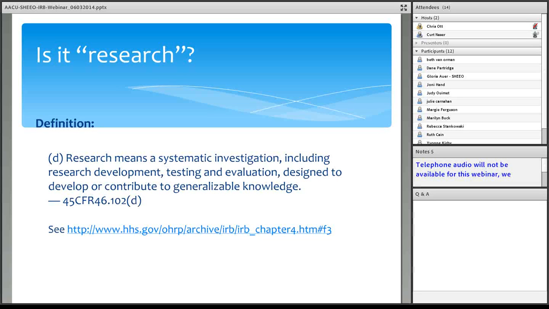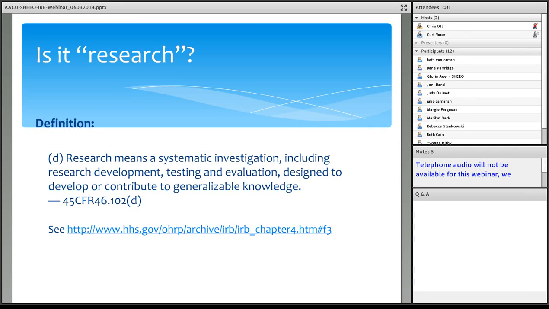So this is a resource that you can check out when you get the slides. If you want to follow up on these, you can certainly do so, and you can see what OHRP's guidance is on this definition. All right, so I have some examples here.